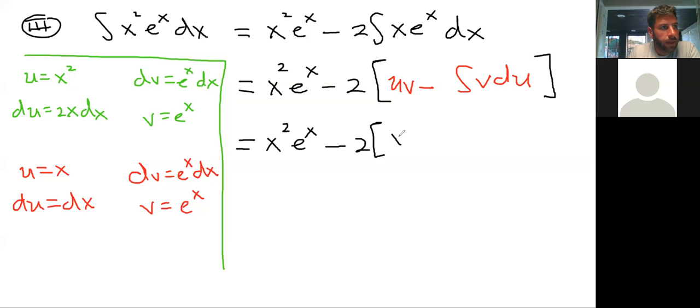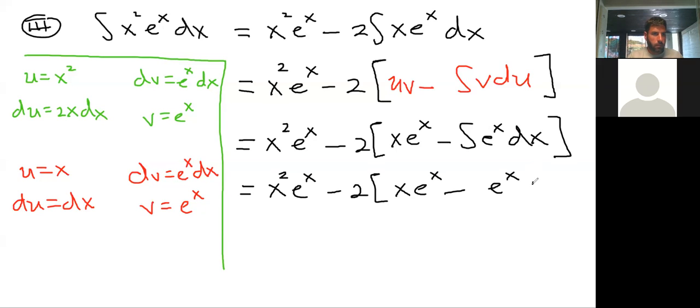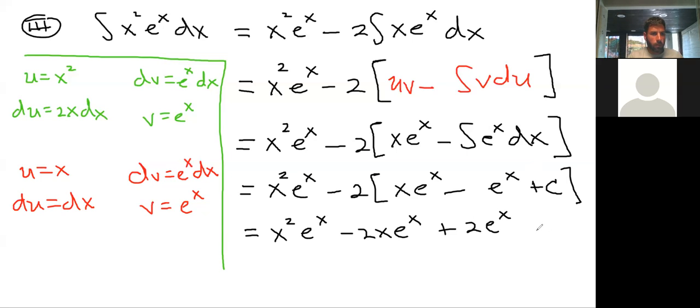So the uv now is x e to the x. And then this is minus the integral of e to the x dx. And so carefully, I'll compute the last integral, which is just e to the x, plus c. And then I can clean all this up. And there is the answer.